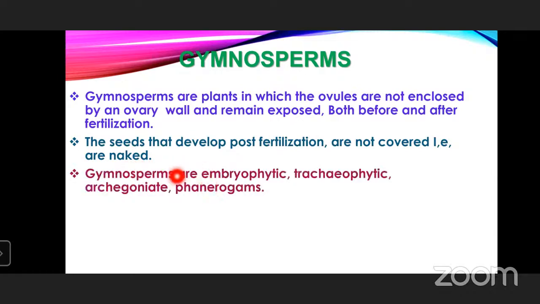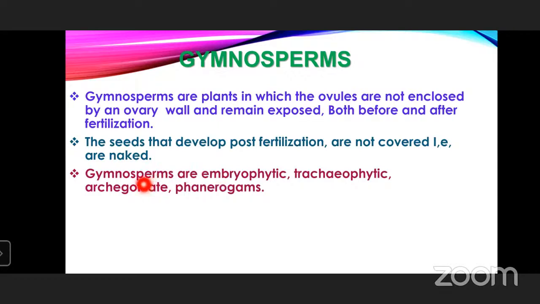These gymnosperms are one of the types of flowering plants, and the flowers are present in the form of cones, male cone as well as female cone. These gymnospermic plants are somewhat advanced when compared to bryophytes as well as pteridophytes. They are advanced, flowering plants, and those flowers are present in the form of male and female cones.